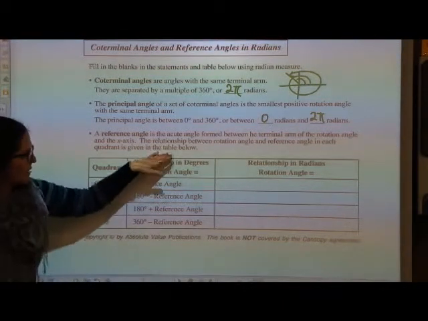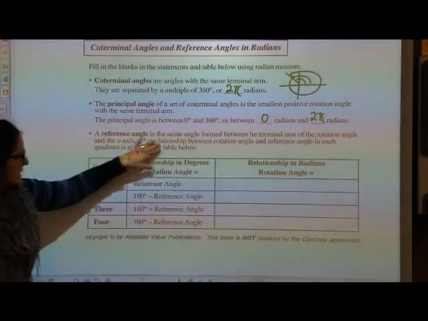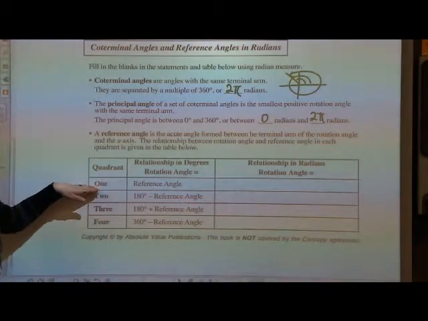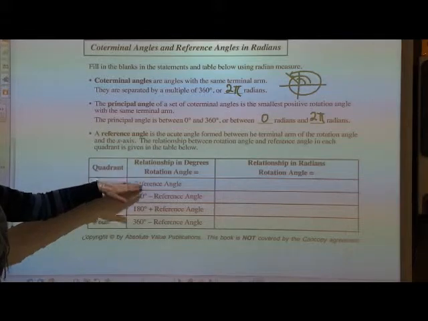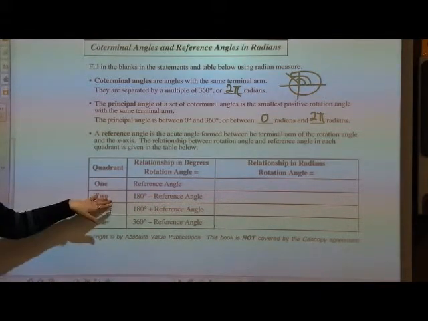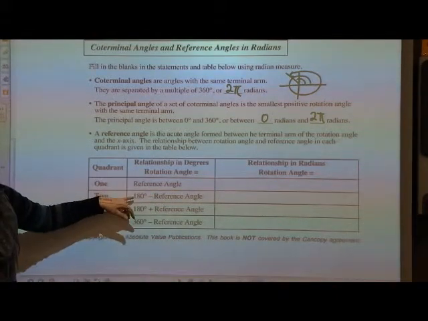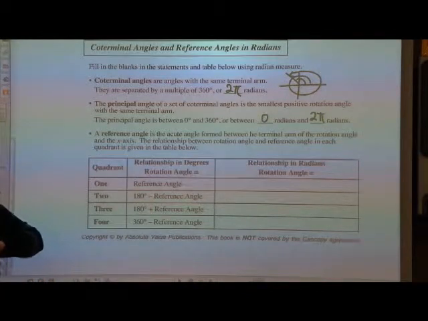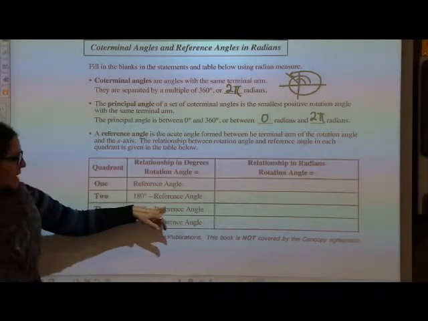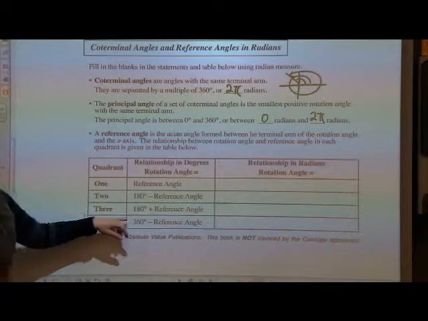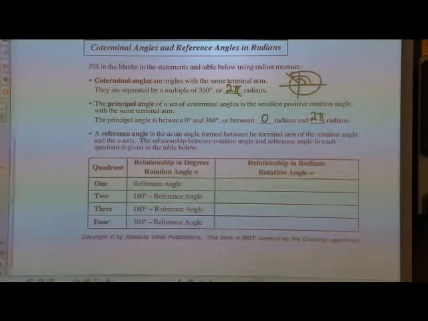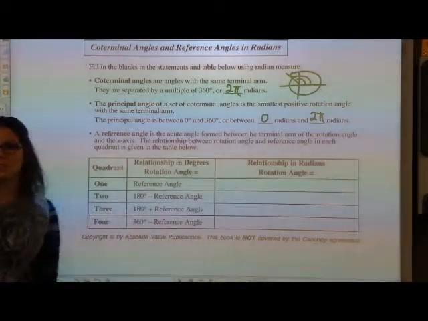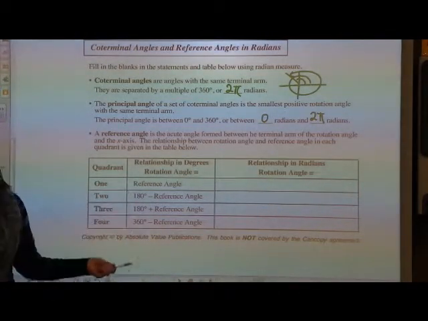So in the last section we did look at, in quadrant 1, the reference angle is the same as the rotational angle. In quadrant 2, the rotational angle is 180 minus the reference. Quadrant 3, it's 180 plus the reference. And in quadrant 4, it's 360 degrees minus the reference. The relationship is still the same. It's the numbers that change.